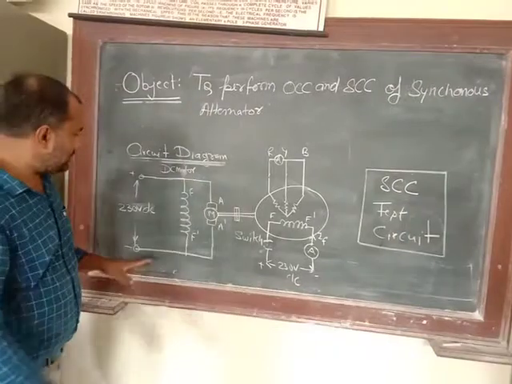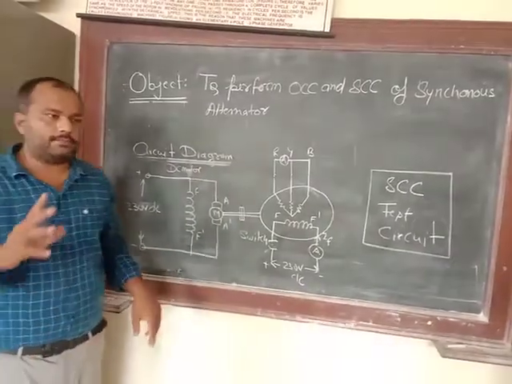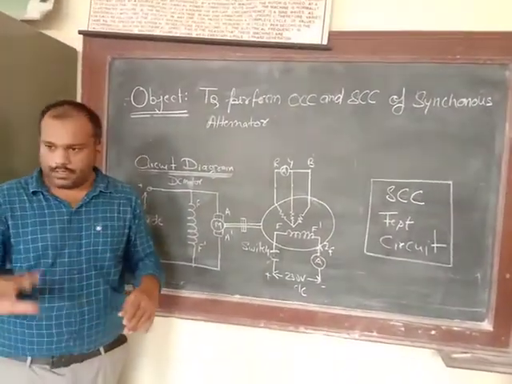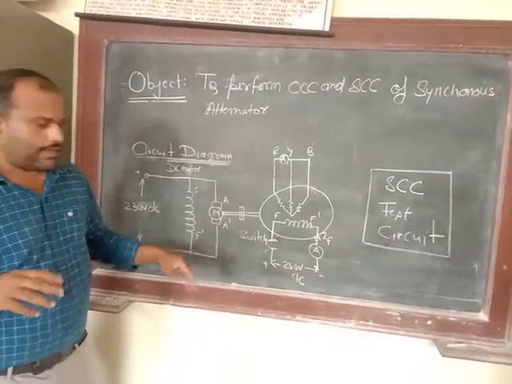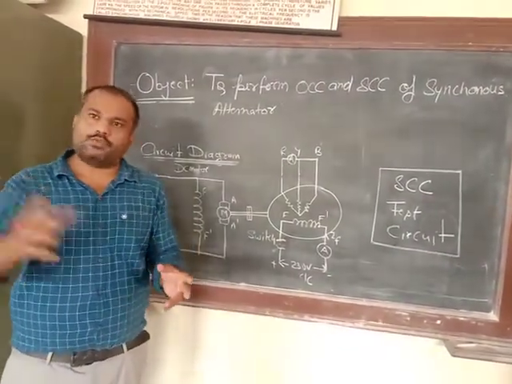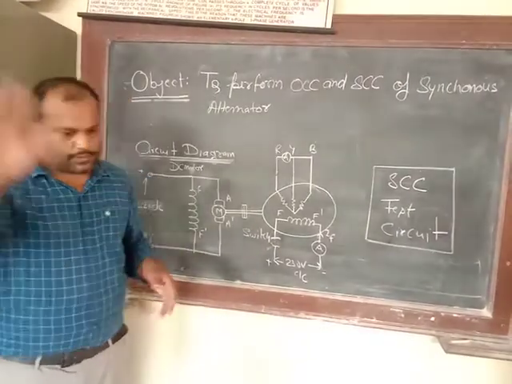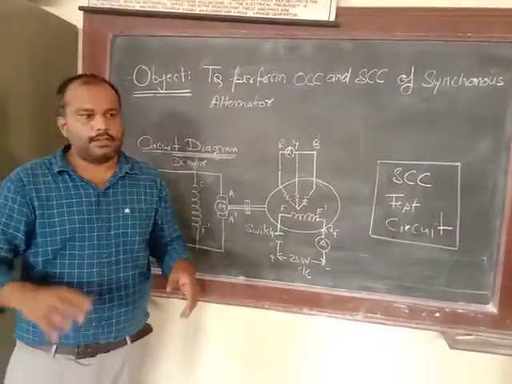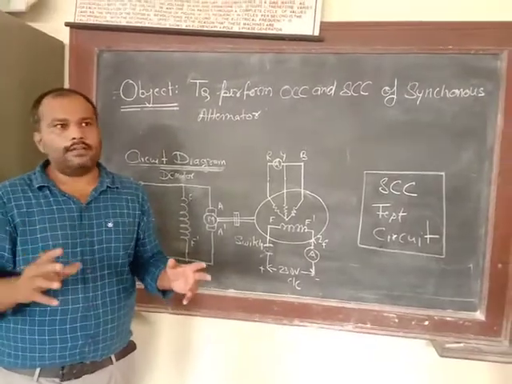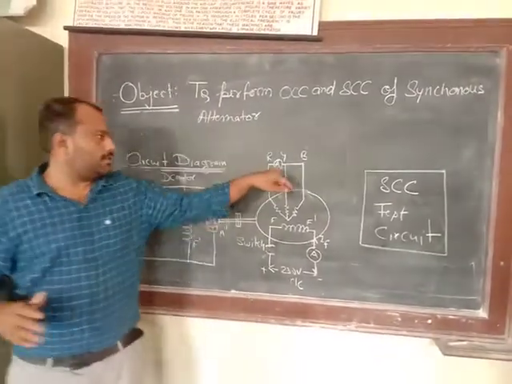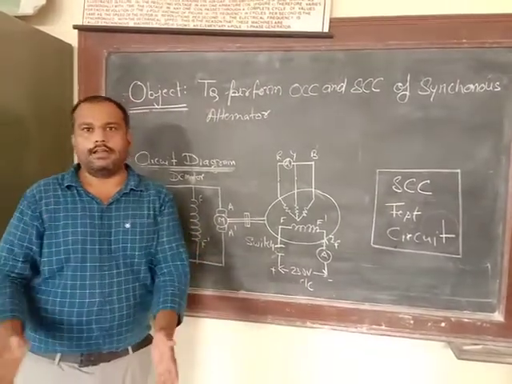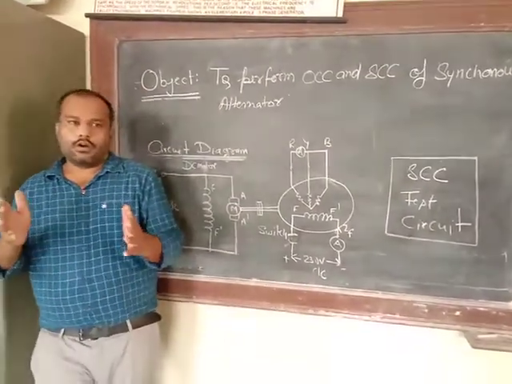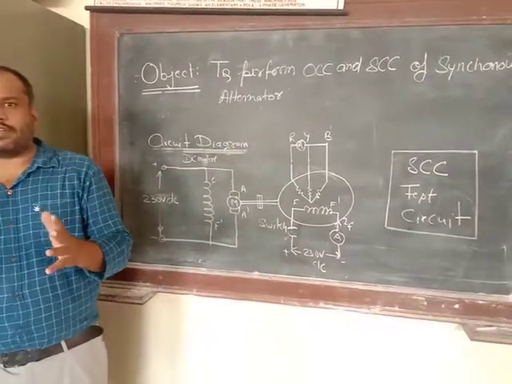As everything remains the same, we will initially start the DC motor, increase the voltage to 10 to 20 volt, and when the speed of the alternator reaches 90% of the synchronous speed, we switch on the field supply, so it will synchronize. Then we will plot a graph between this short circuit current and the field current of the synchronous alternator, and that is called SCC, short circuit characteristics of synchronous alternator.